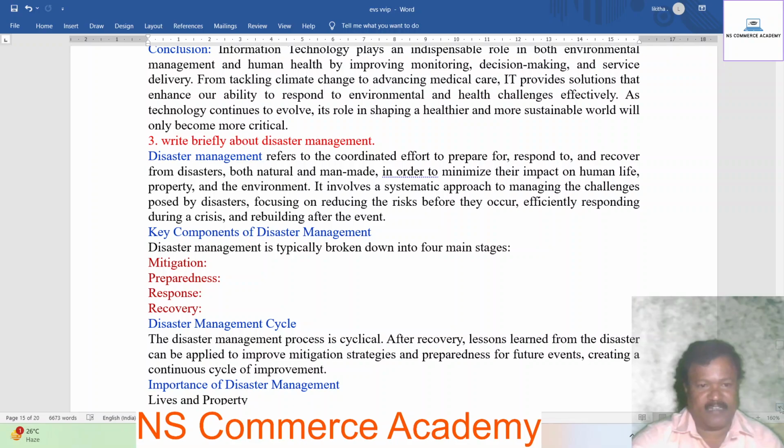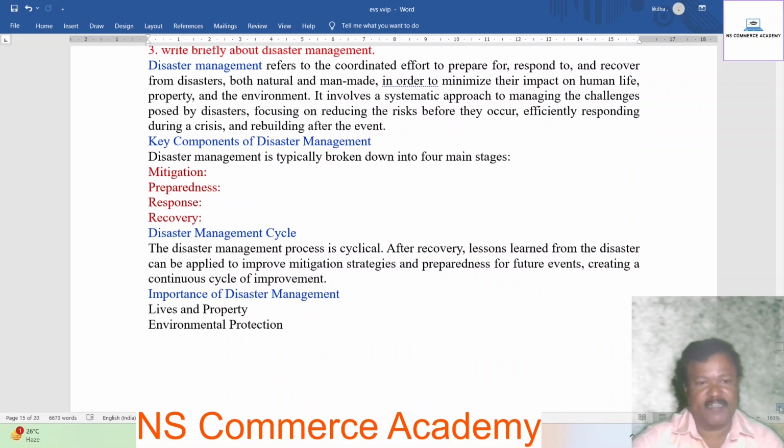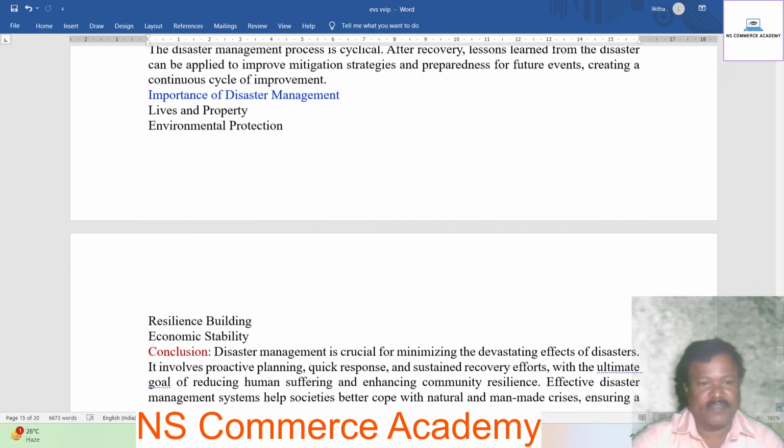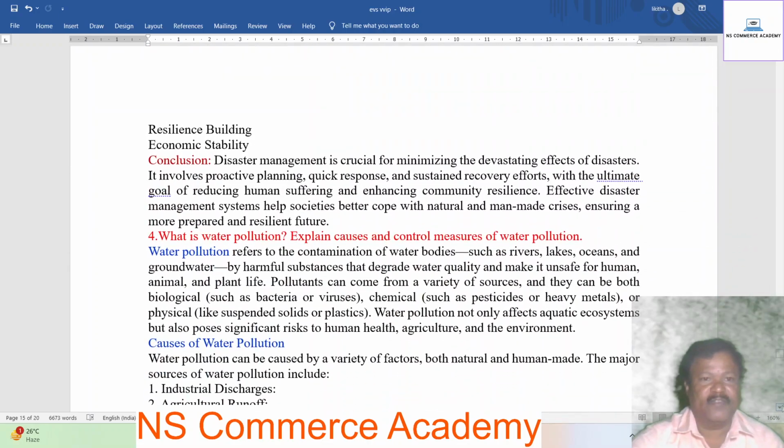Disaster management cycle. The disaster management cycle process is cyclical. After recovery, lessons learned from the disaster can be applied to improve mitigation strategies and preparedness for future events, creating a continuous cycle of improvement. Importance of disaster management: life and property, environmental protection, resilience building, economic stability.